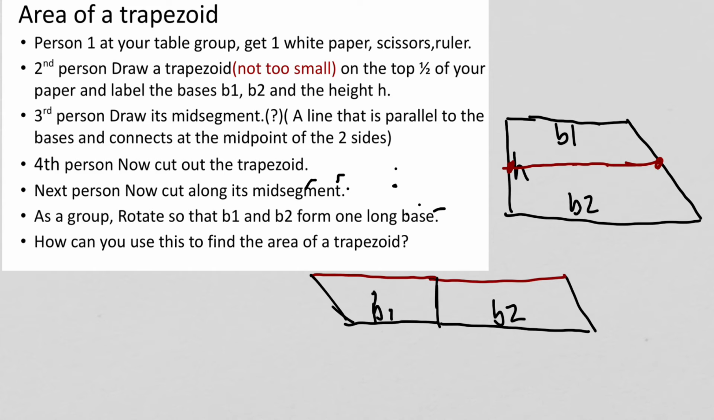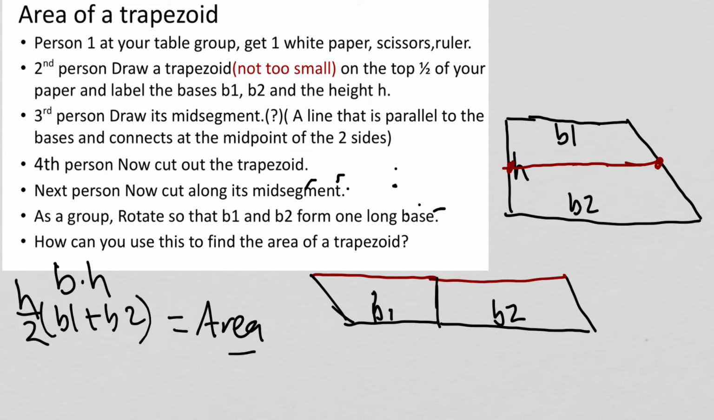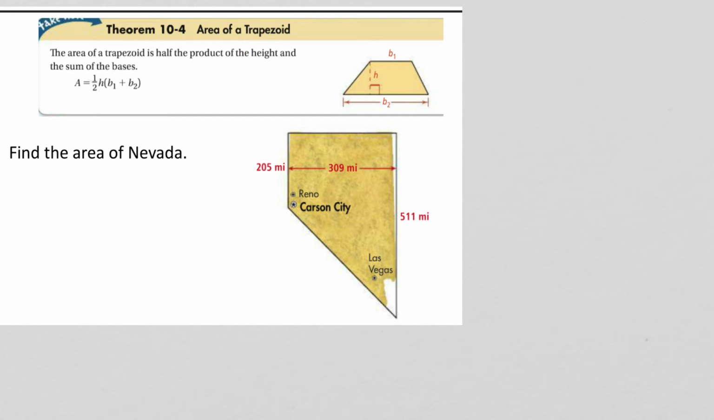So now I want you to think about it. The parallelogram area was base times height. Well, our base in this one is B1 plus B2. Our height is not the whole height, right? Because we cut it in half. So our height is h over 2. That's how you're getting the area formula for a trapezoid, for those that wanted to know visually using paper. So here it is. Half the height times the bases added up.